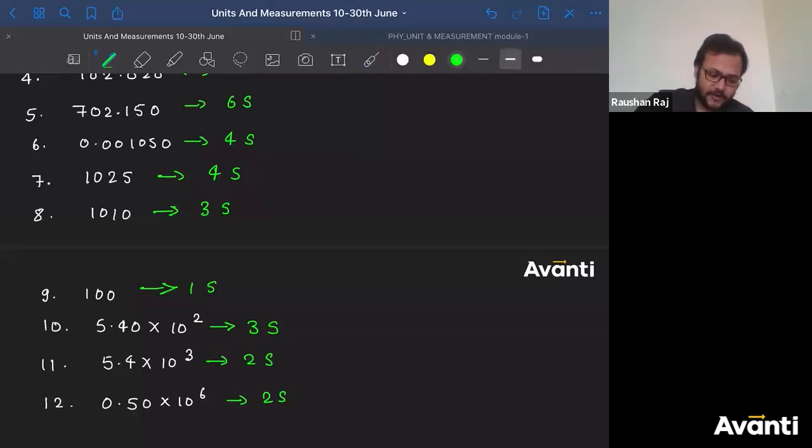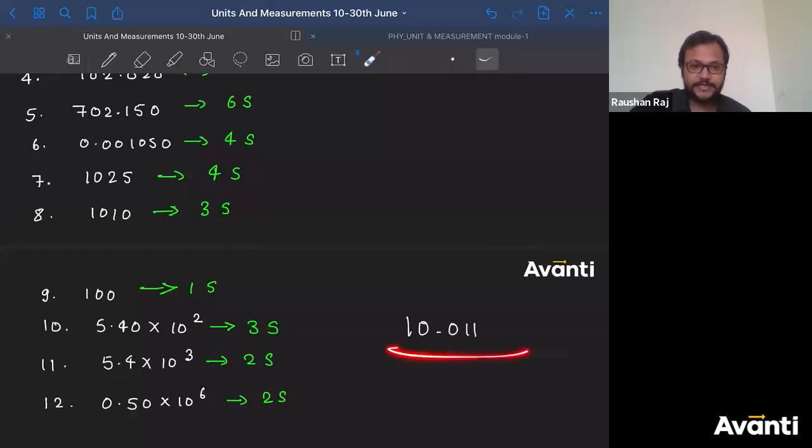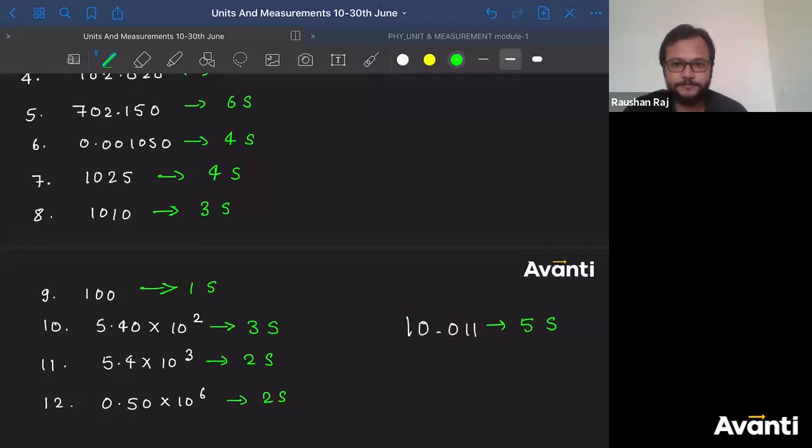Vishwa is asking, sir, how many significant digits will be there in 10.011? I'll say this is a number with a decimal. So first, the non-zero digits: 1, 2, 3. Then these are trapped zeros, so 4, 5. So the total number of significant digits in this one is 5. Got it, Vishwa? Does anyone else have a doubt?